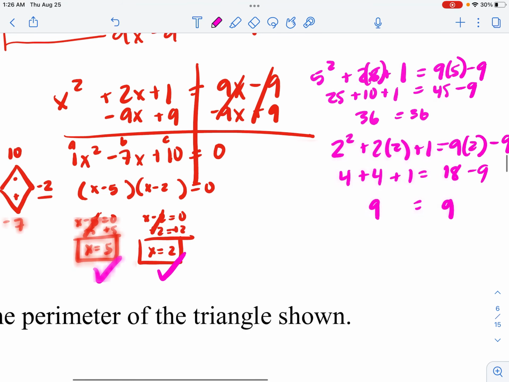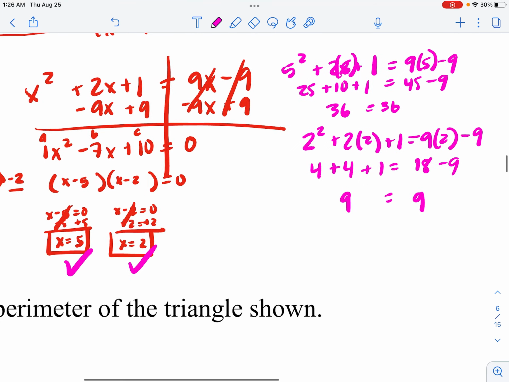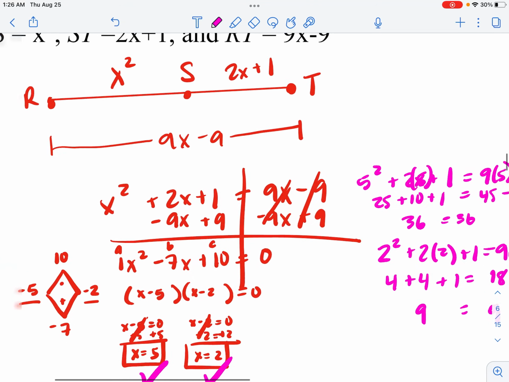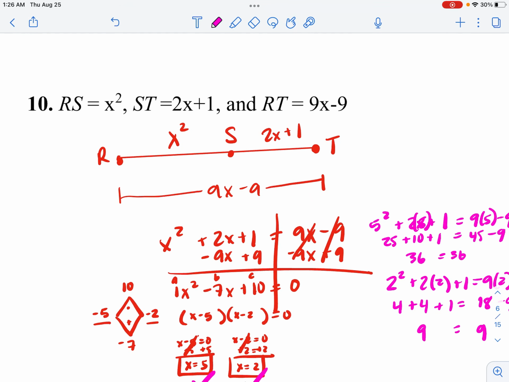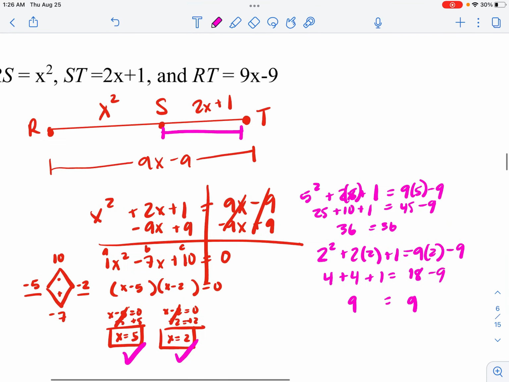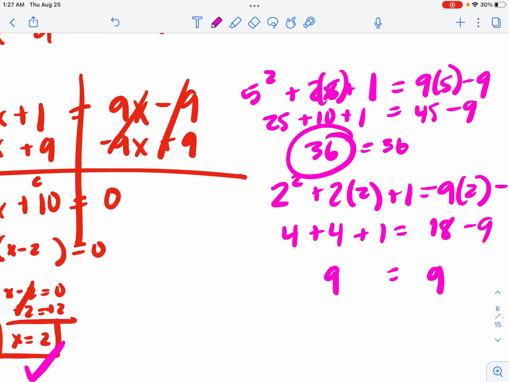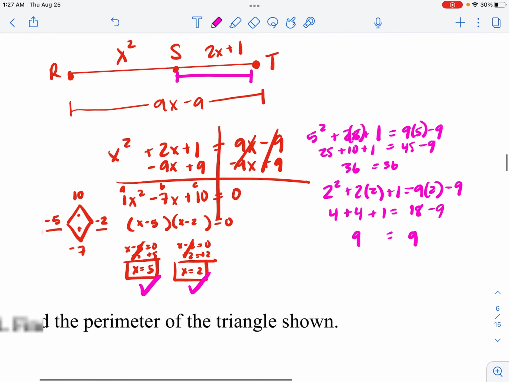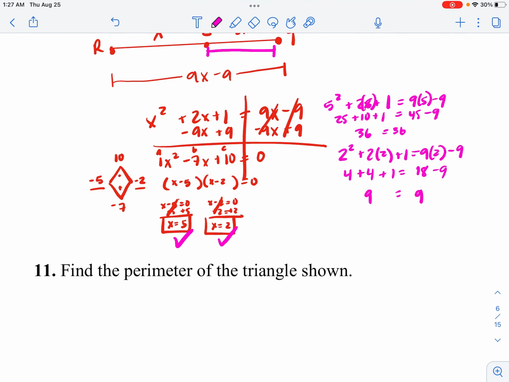One thing you should check, though, is to see if one of these become negative. Okay. And the important part is length cannot be negative. So if I had a length here that turns negative, that's a big no-no. There's no such thing as a negative length. So we need to make sure when we do this to see that it doesn't have some negative outcome. And clearly in this case, 36 is a positive number in both cases. 9 is a positive number in both cases. So these both work out.